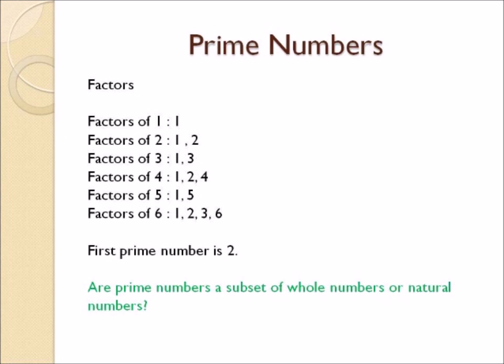Factors of 3: 1 and 3, that's a prime number. Factors of 4: 1, 2 and 4, not a prime number. Factors of 5: 1 and 5, that's a prime number. Factors of 6: 1, 2, 3 and 6, not a prime number. So the first prime number is 2.